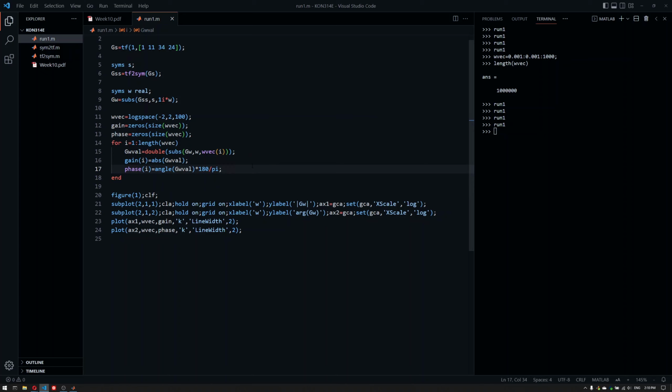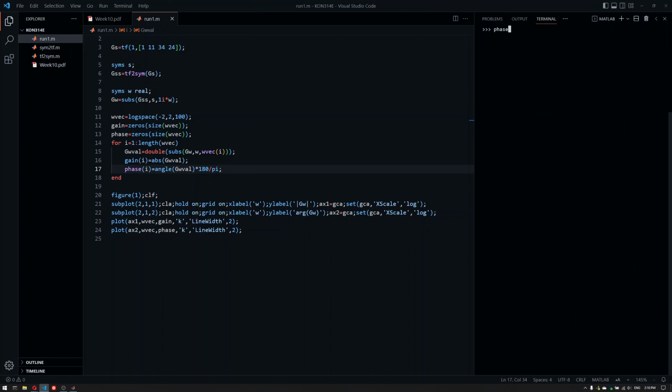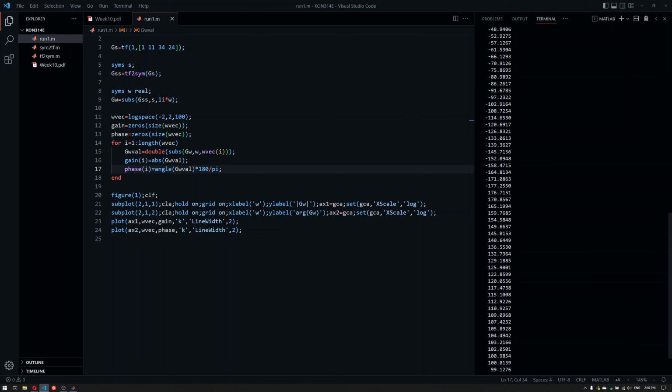Now, the phase values here jump from a certain value. If you look at it, you can see it goes negative. When you hit 180 degrees, it kind of jumps from negative 180 to 180, whereas this should go continuous. But since there's an asymptote at 180 and negative 180, there's a misalignment going on here.